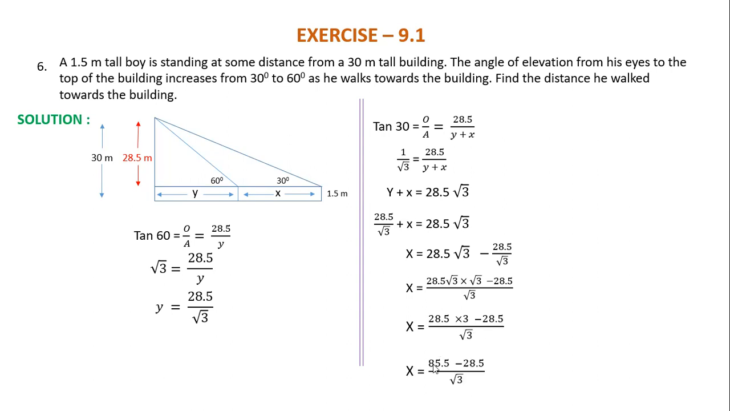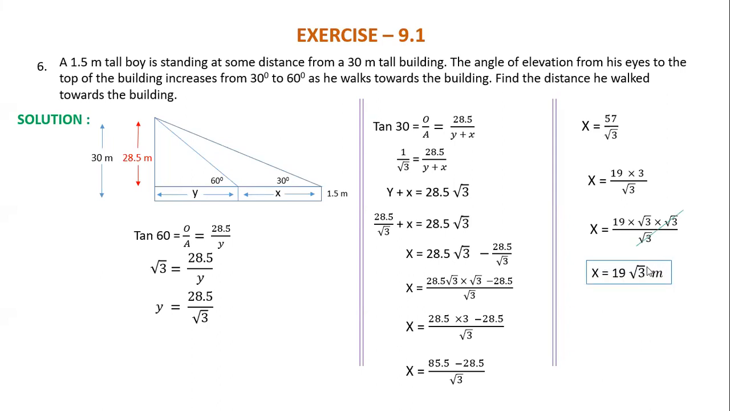When you multiply this, you will get 85.5 minus 28.5. 85.5 minus 28.5 is 57 upon root 3. This could be written as 19 threes are 57. 3 can be written as root 3 into root 3. One root 3 gets cancelled. So 19 root 3. So he walked 19 root 3 meters towards the building. That is the distance he walked towards the building. Yeah? Distance he walked towards the building is 19 root 3 meters.